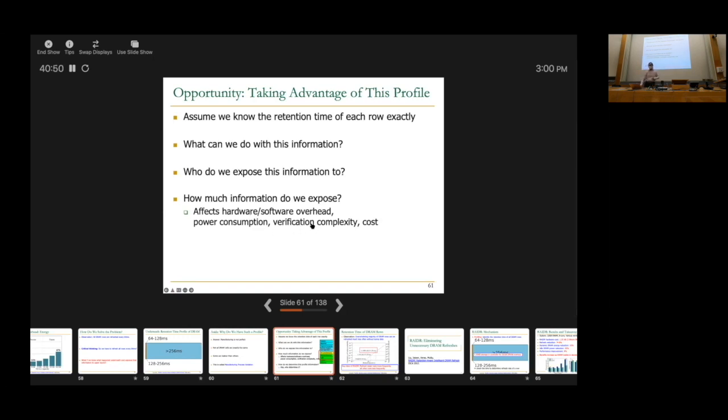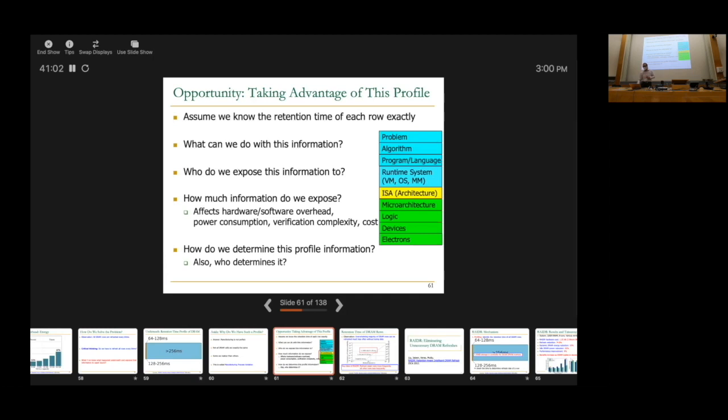Clearly, you can see that this information is a lot, actually, because we're talking about billions of cells. It could be more in future generations. So how do you determine this profile information, and also who determines is another question. So this is an across the stack problem also. So devices have this manufacturing variation. Can you expose it to the higher levels? Even the programming language potentially, right? That makes programming harder, but think about it.